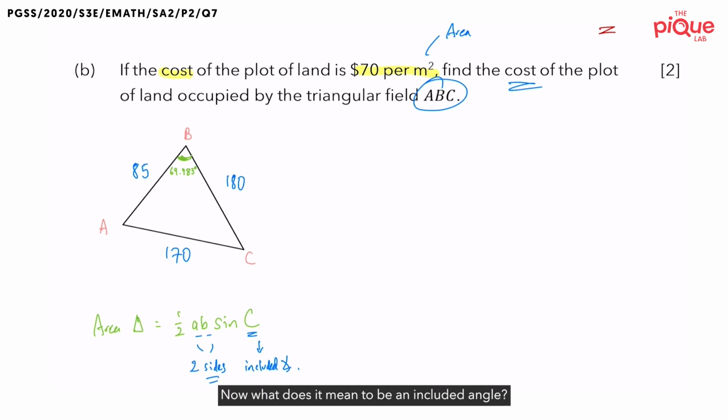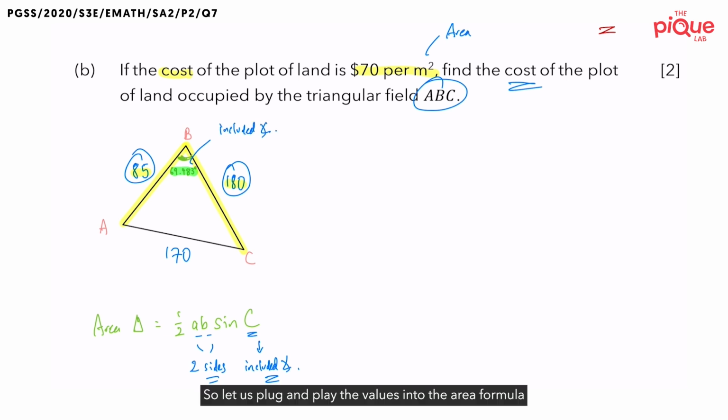Now, what does it mean to be an included angle? If we refer to the triangle above, we see that we have one angle given to us, which is 69.483 degrees, calculated from A part 2. This angle here is created by two sides of the triangle. Can you see which are the two sides? They are AB and BC, with values of 85 and 180 respectively. So, together, these two sides here create the angle ABC, which is what we call the included angle.